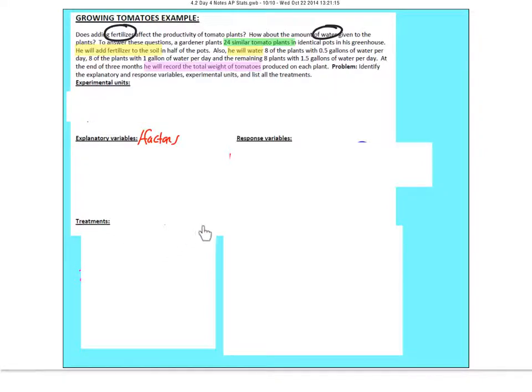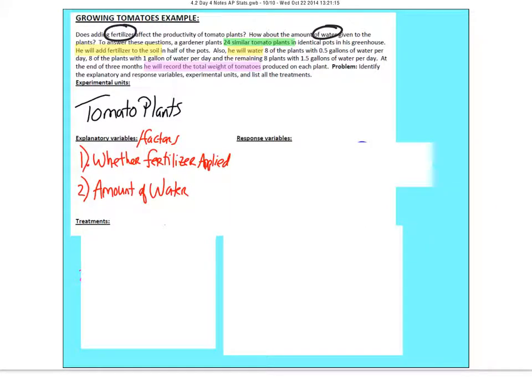Identify these same components here. So the experimental units in this case, who the experiment is happening to, are the tomato plants, obviously. Now let's talk about the explanatory variable, or the factors. In this case, there are two factors to this experiment. There is the fertilizer and there is the water. So we can highlight here that whether the fertilizer is applied is one factor, the second is the amount of water. What will the response be to these two factors that are being applied? Well, the weight of the tomatoes being produced. It says up here the total weight. That's what's going to be measured.